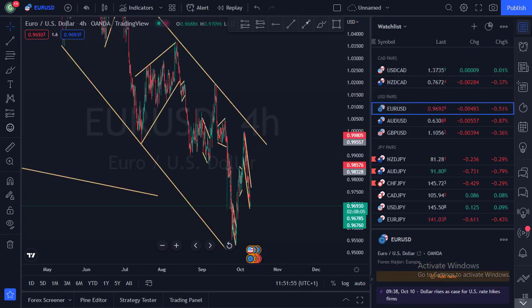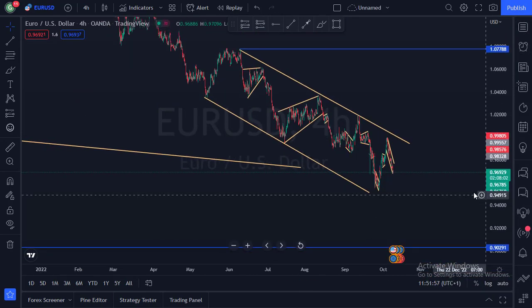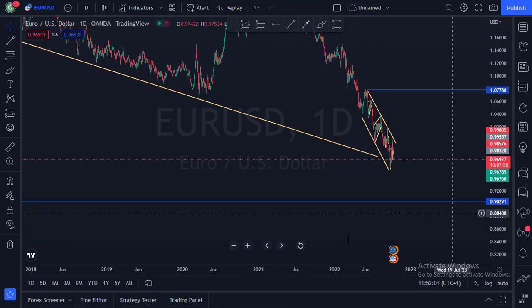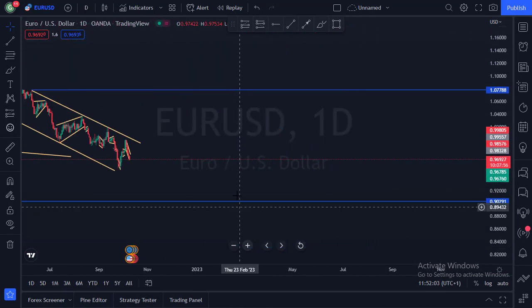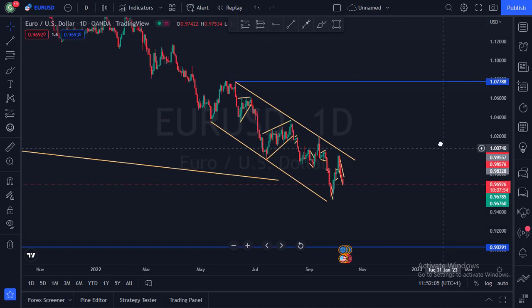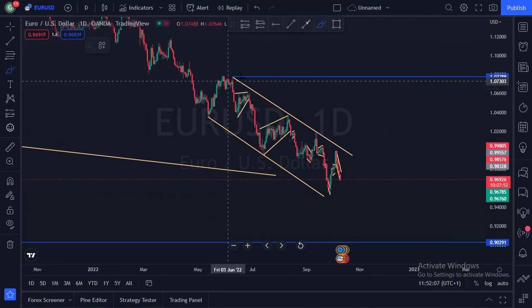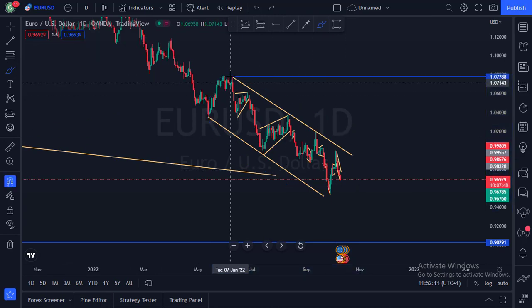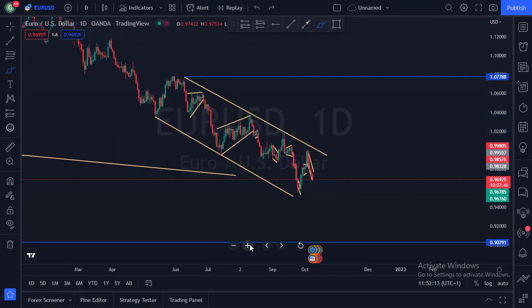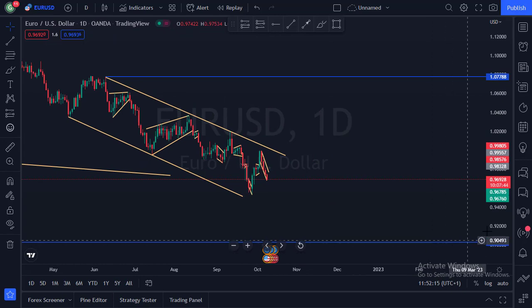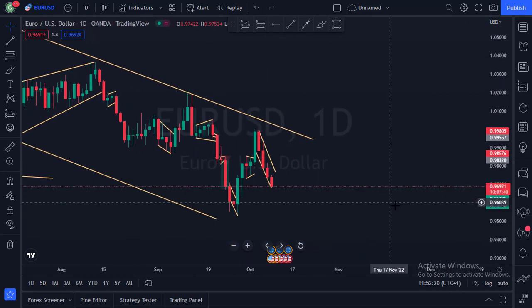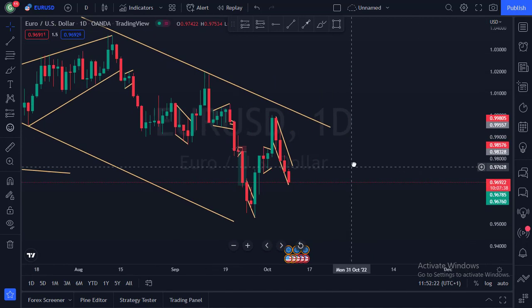Now on Euro USD, I'm actually looking for a possible buy on Euro USD, and my reason is very simple. If you come to the daily time frame, you realize that we are in a descending channel, an overall descending channel right there. All right, and if you zoom in closely, you realize that in that descending channel there was an impulsive move to the upside.